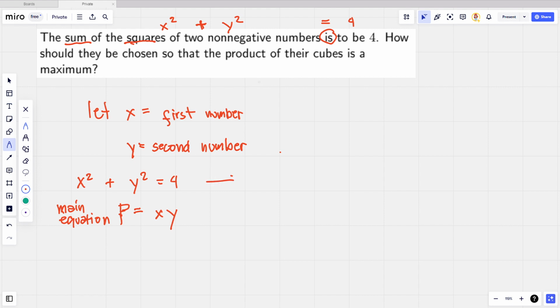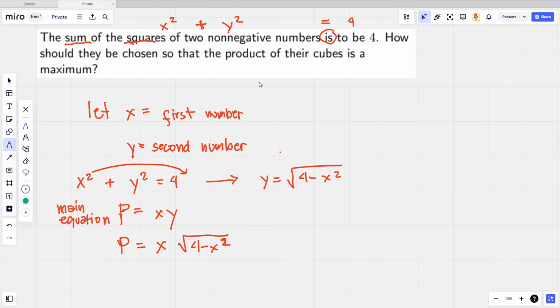So we make use of this given right here. Let's try to solve for y. So y is equal to the square root of 4 minus x squared, when we transpose x squared to the right side of the equation and then take the square root of both sides, so that we're left with y on the left side. Now let's substitute that right here. So we'd have P equals x times the square root of 4 minus x squared. Okay? So this is now our main equation in one variable.